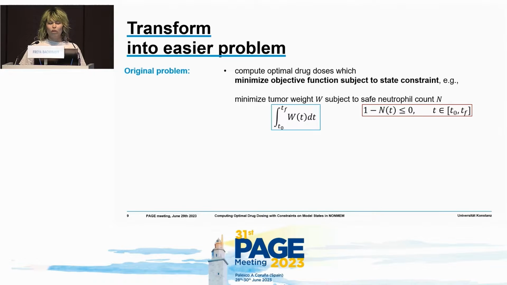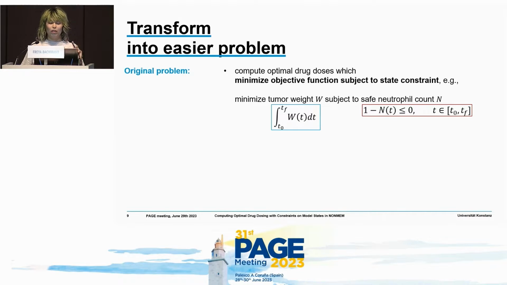To compute optimal drug doses which minimize an objective function subject to a state constraint, such as to minimize tumor weight W, subject to maintaining a safe neutrophil count N above 1, or equivalently, to have N minus 1 less or equal than 0 at all times t in the observation interval. So this is a very tough problem, trust me.